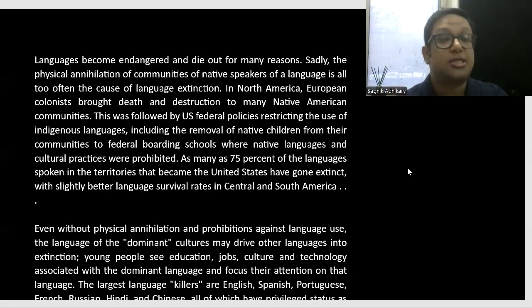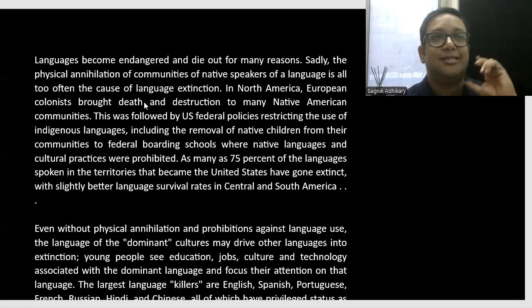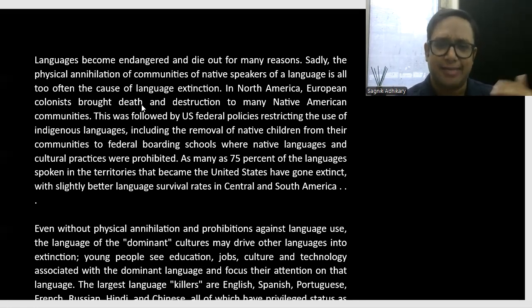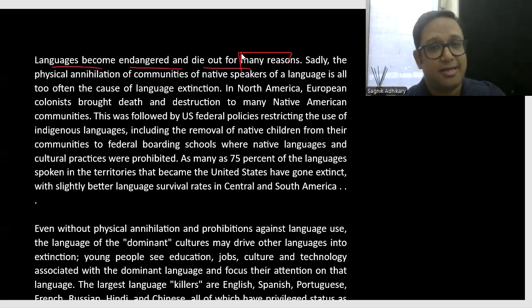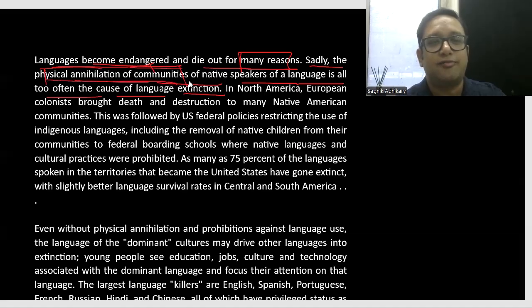This is a passage from the third shift, the evening shift of CAT 2024. This talks about the demise of, the extinction of languages, or languages becoming endangered. It is given in the first two paragraphs. What are the reasons behind it? Languages become endangered and die out for many reasons, but mostly two are mentioned. Sadly, the physical annihilation of communities of native speakers of a language is all too often the cause of language extinction. So the first reason is the physical annihilation of communities of native speakers.